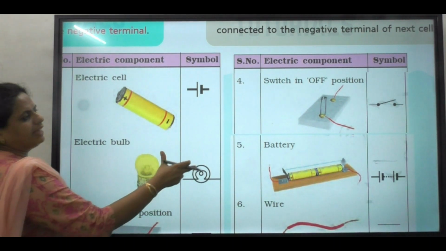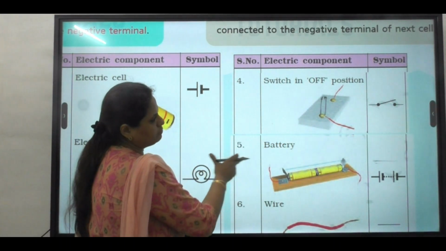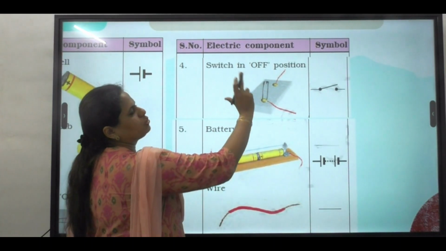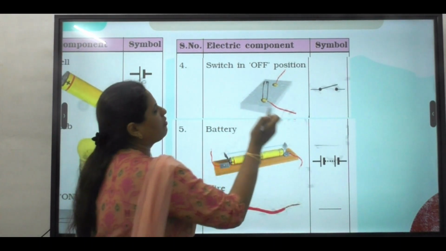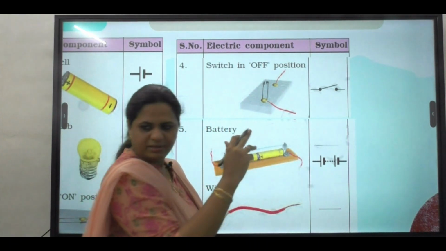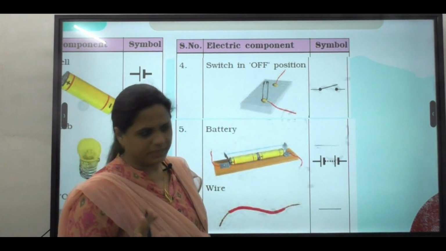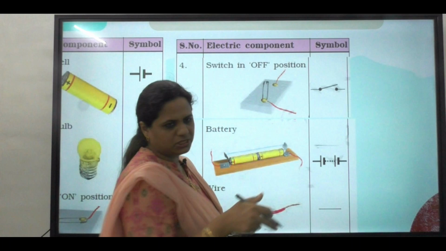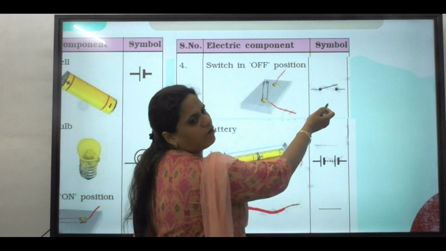Another important thing is a switch. Always you need a switch in an electric circuit, a switch which you turn on or off. When the switch is off, the connection is not there, and current will not pass through it. If the switch is on, the current will pass through. So this is the denotation for switch off.